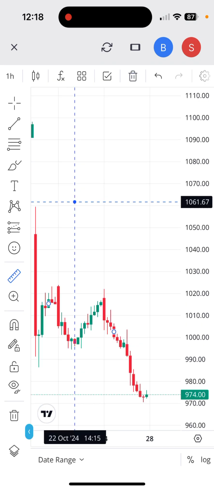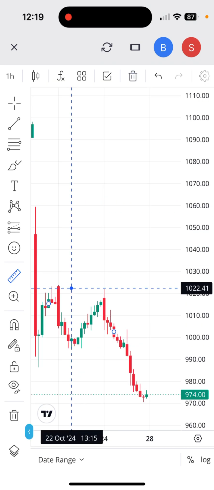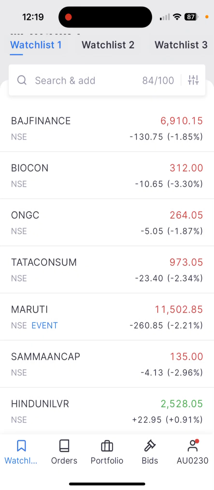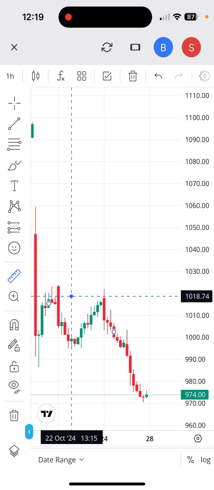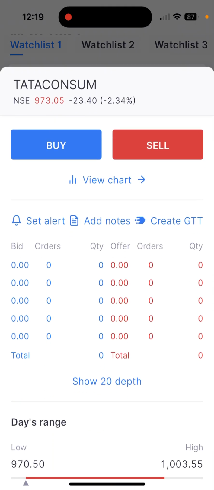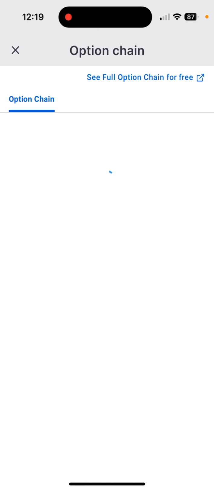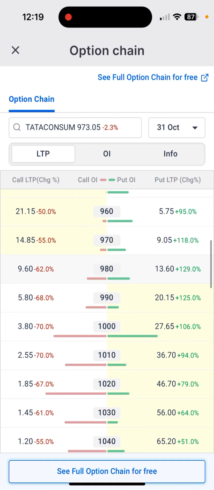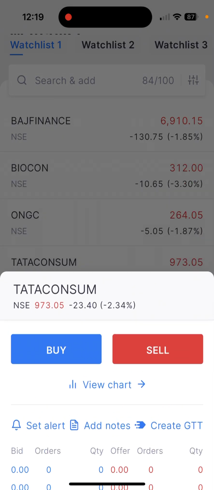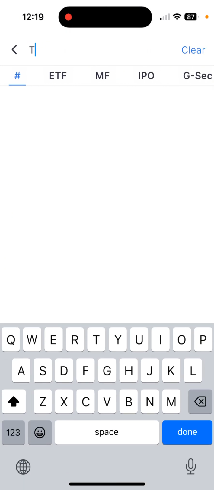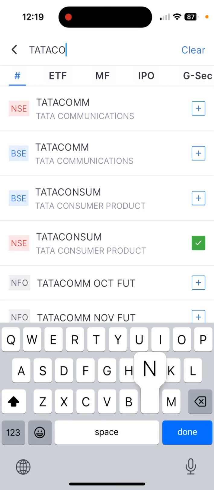Check out the 1 hourly chart. 1020. Let us check the option chain for Tata Consumer. Tata Consumer option chain. It is here. 1020. 1020 call is 1.85. It closed at 1.85. So let us see how much is the call. Tata Consumer 1020.